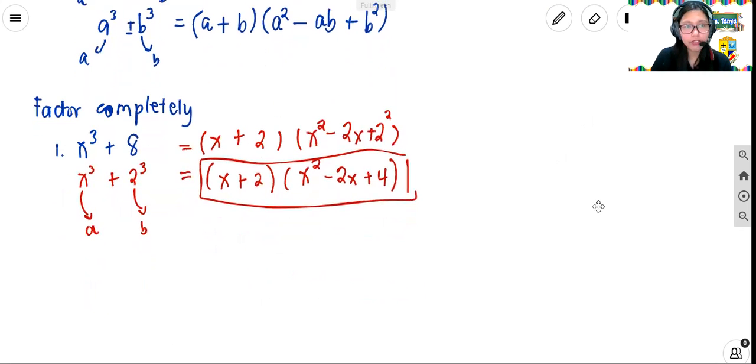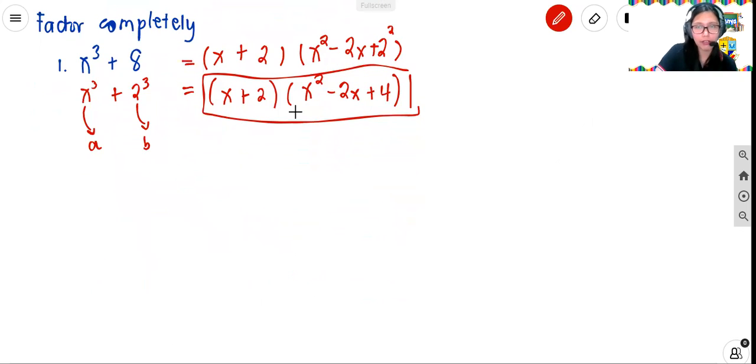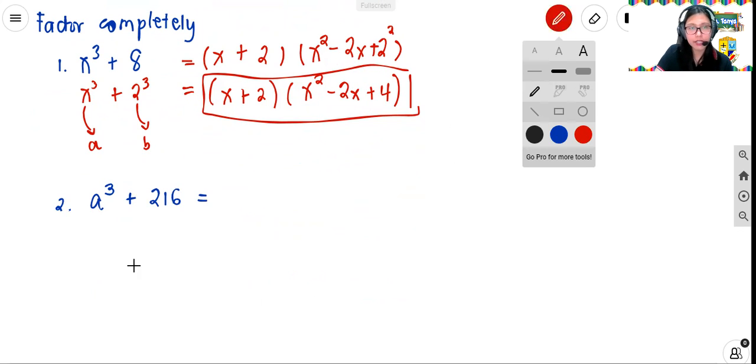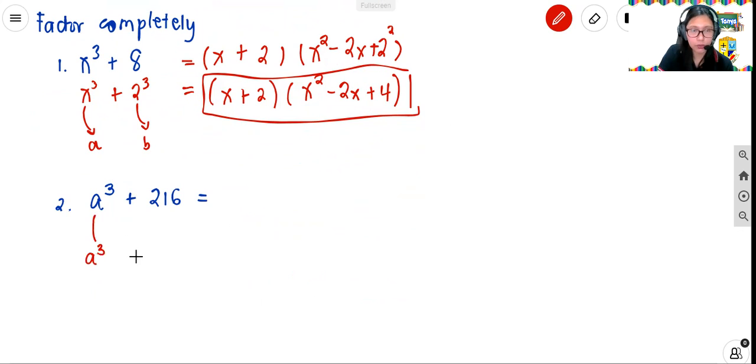Okay, let's have another example so that we have more practice on this. Let's try a cubed plus 216. Again, let us first identify the a and the b. This one is just a cubed. This 216 is actually 6 cubed. So 6 times 6 times 6 is 216. Therefore, our a is a and our b is 6.